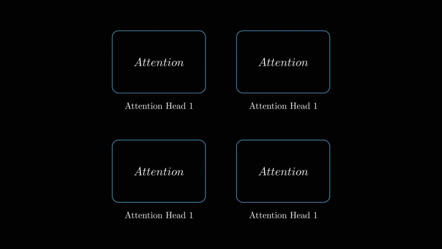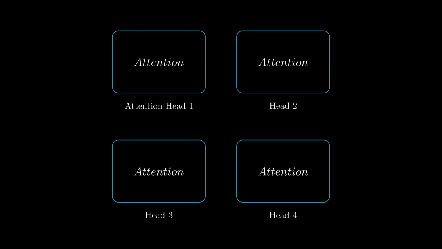A single attention head might become very good at one specific task, like tracking subject-verb agreement, but it might completely miss other, equally important relationships. To solve this, the transformer architecture doesn't just use one attention mechanism. It uses several in parallel. This is the multi-head part of multi-head attention. We literally create multiple, independent copies of the attention mechanism. In the original paper, they used 8 heads. Here, we're showing 4 for clarity.